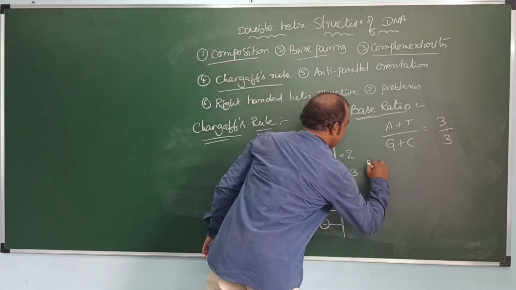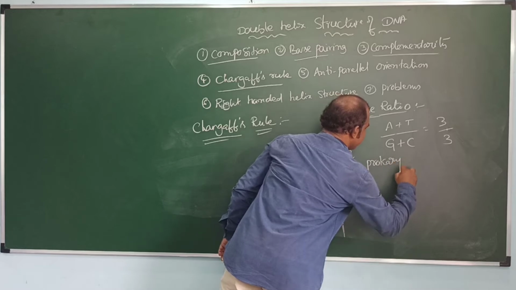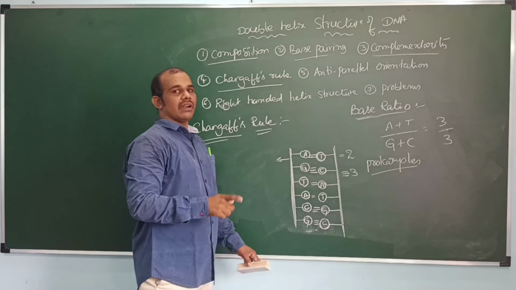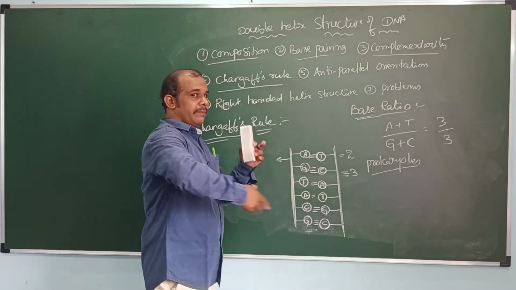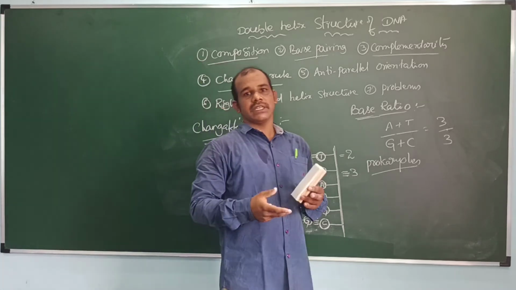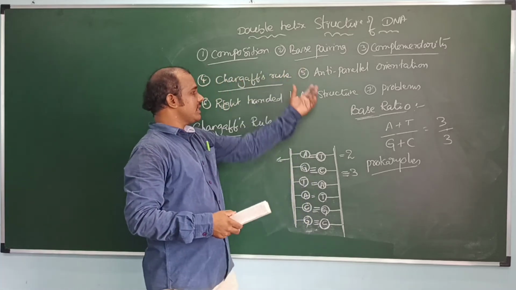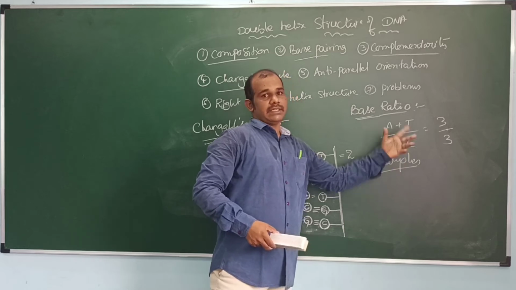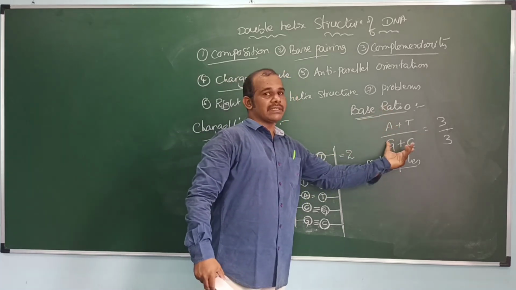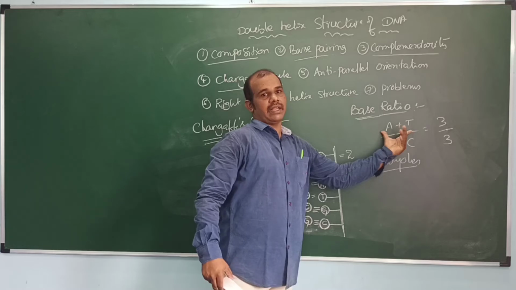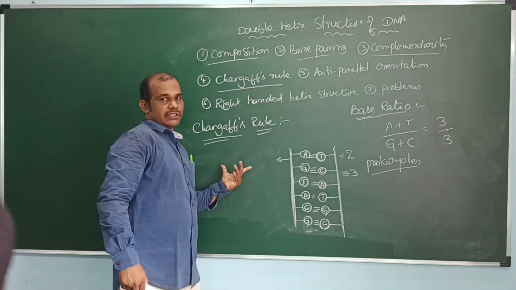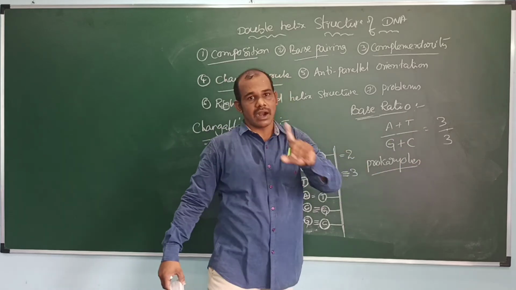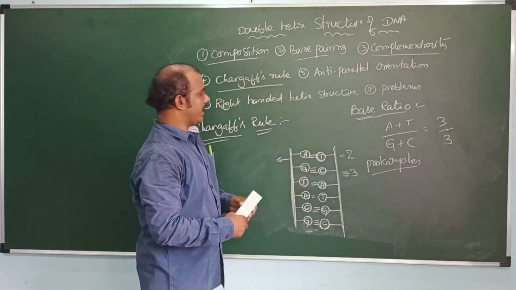The base ratio is never equal and never constant. Depending upon the organism, the base ratio will change. Why? Because sometimes the number of A and T pairs is more than the number of G and C, and sometimes the number of G and C pairs is more than the number of A and T. Unlike the ratio of purines and pyrimidines, the base ratio is not equal as well as not constant. You have to remember that.